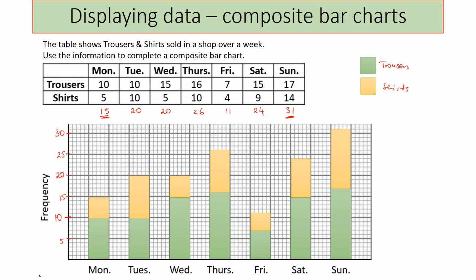31. Now notice that you have again gaps between the different days. You need to have the scale. Both axes need to be labeled, and you must include the key so we know which color represents which item.